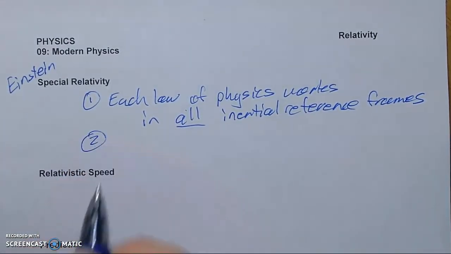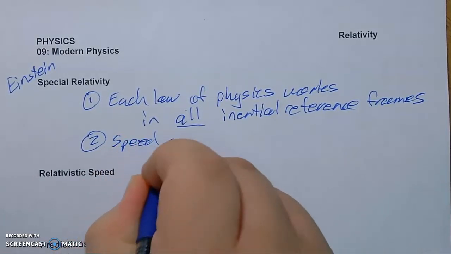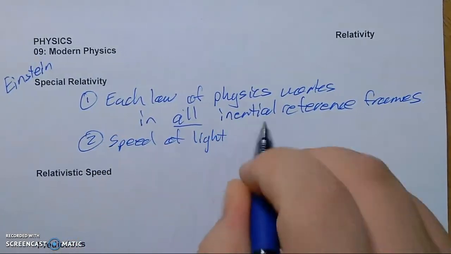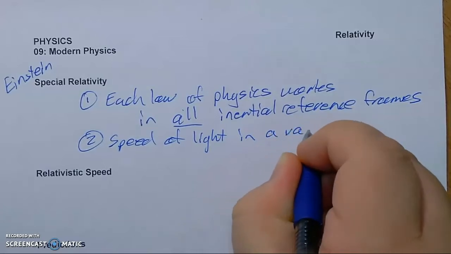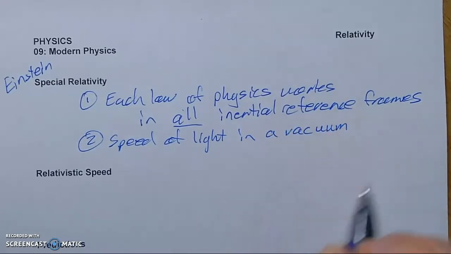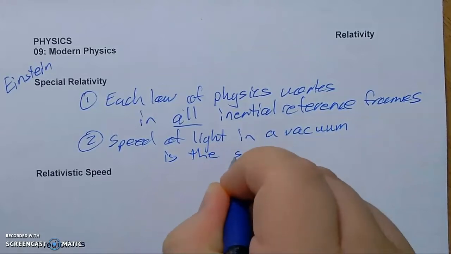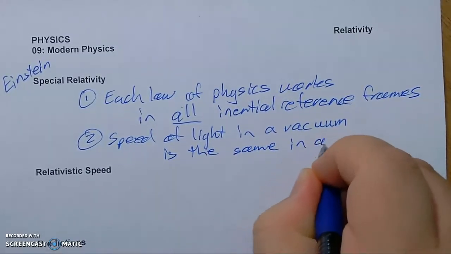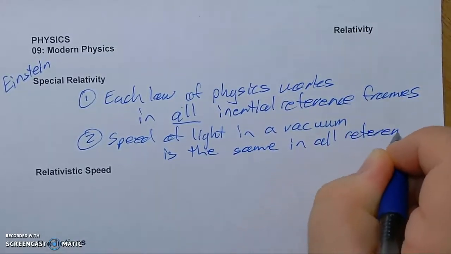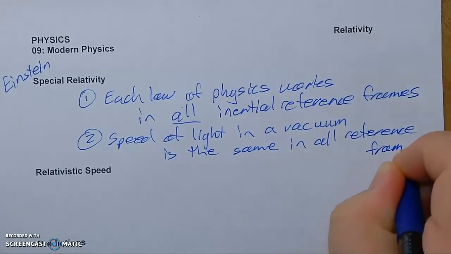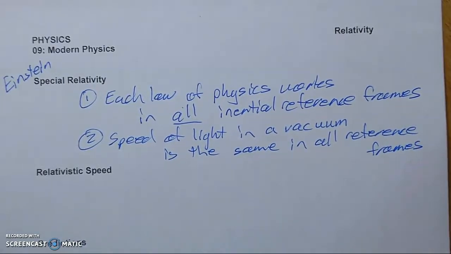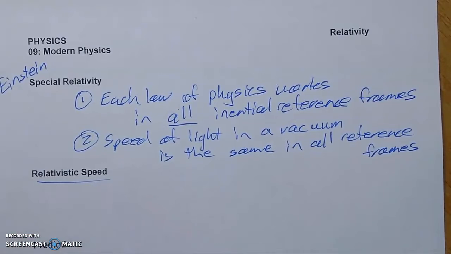Well, there's a second part of this. The speed of light in a vacuum is the same in all reference frames. So no matter where you see light, whether you're accelerating or not accelerating, the speed of light is going to remain the same. That's odd. So take that in for a second. I'll let y'all pause if you need to, but we're going to keep moving.